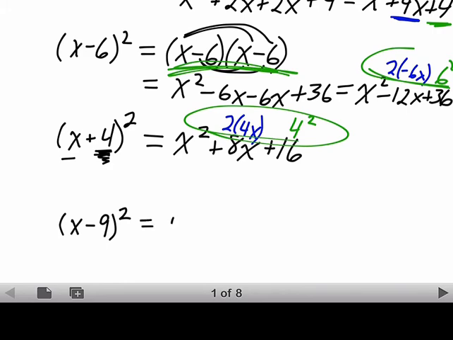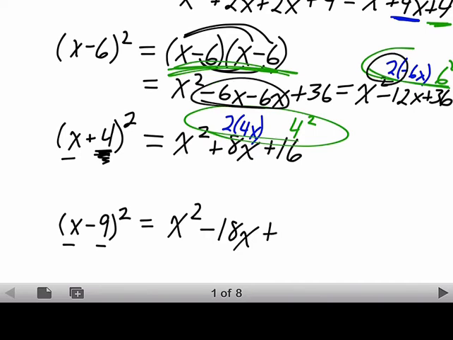Squaring the first term, I get x squared, and then x times negative 9 would be negative 9x. Doubling that is negative 18x. Now again, why am I doubling it? Because it shows up twice each time we do this. Negative 9 times negative 9 is a positive 81. And we again see that the middle term is 2 times negative 9x, and the last term is 9 squared.